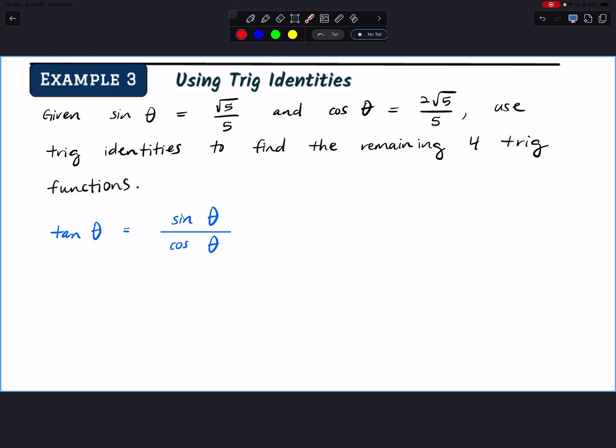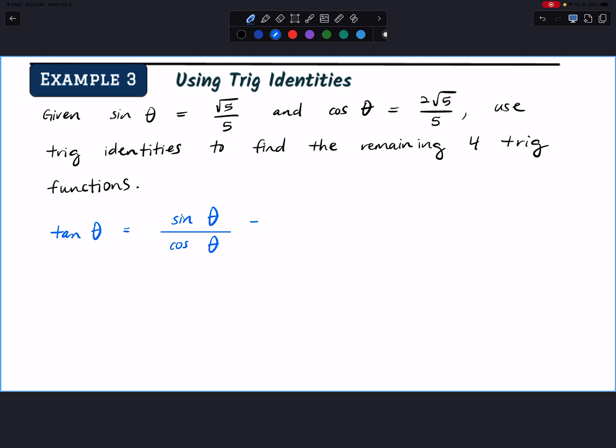On a test or quiz, and I'm recording this so you guys can see it again if you need to, please show this step. Please don't just jump straight into the numbers, okay? Because that tells me that you guys know the identities.